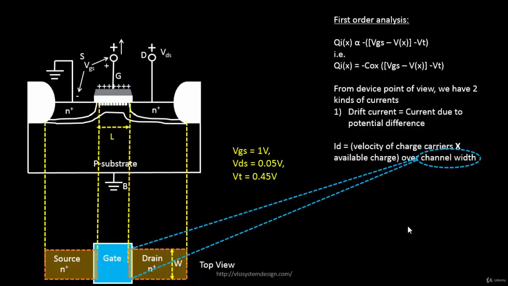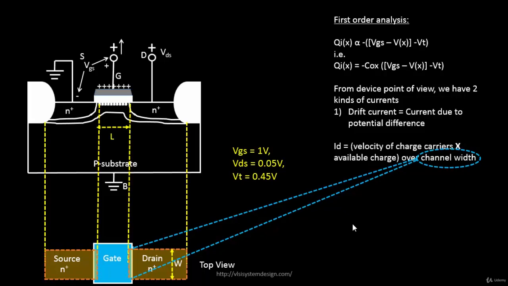Hello everyone. In this video, let us do some math. Let us do some amount of derivation in this particular video. So we identified the drain current as the product of velocity of charge carriers multiplied by available charge over the channel width, and this was the theoretical explanation for the drain current.